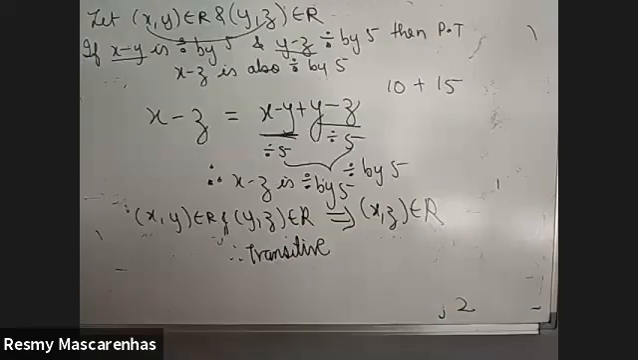Okay, next one. A plus B is even. You can start attempting. First, you have to find A comma A. So instead of B, put A.